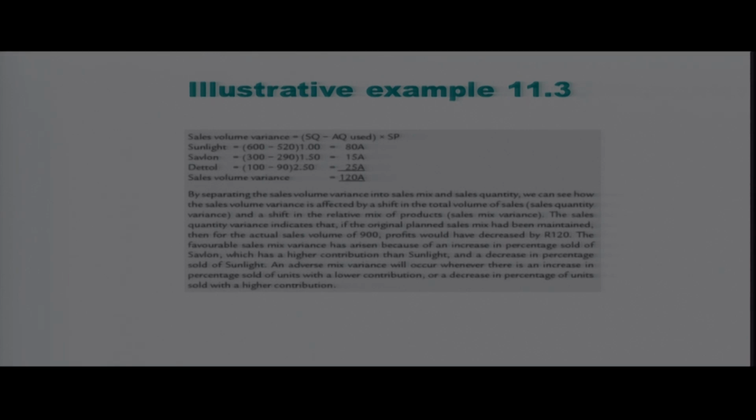The favorable sales mix variance has arisen because of an increase in percentage sold of Savlon, which has a higher contribution than Sunlight, and a decrease in percentage of Sunlight. An adverse mix variance will occur whenever there is an increase in percentage sold of units with lower contribution and a decrease in percentage of units sold with higher contribution.